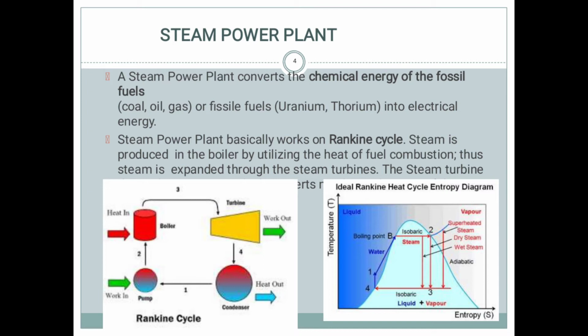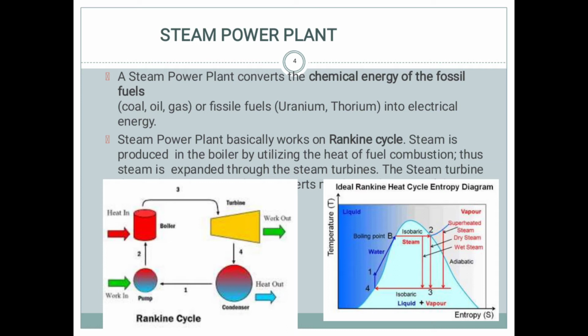The working fluid is water. The left side diagram is the Rankine cycle simple power plant diagram, and the right side indicates the ideal Rankine cycle temperature and entropy diagram. In a simple steam power plant cycle, it has four major components: pump, boiler, turbine, condenser.